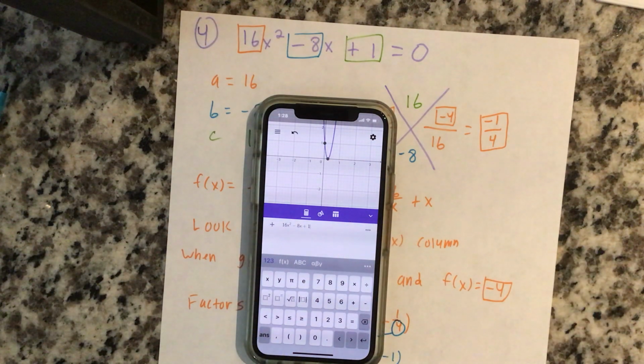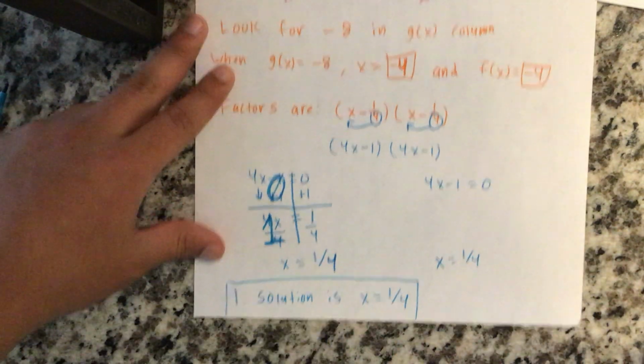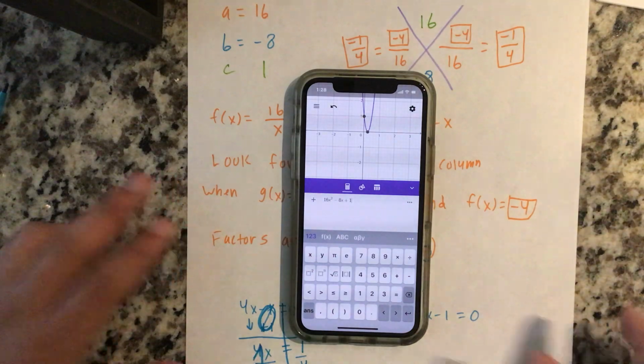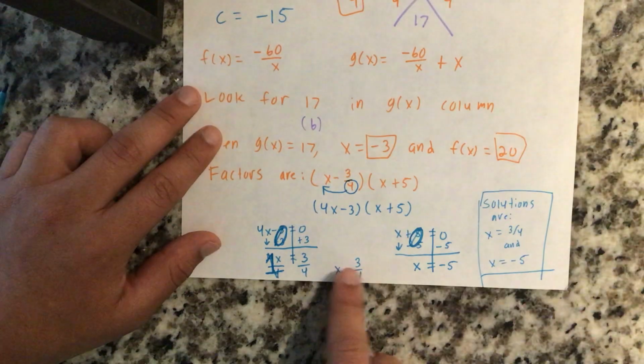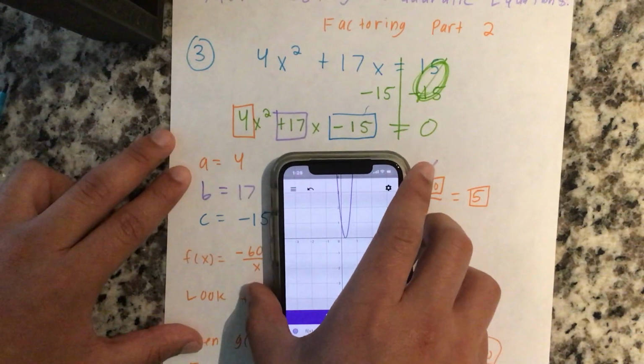That's exactly what that means. That's what it's supposed to do. Because I only have one solution, it only touches the x-axis one time, okay? The other example, let me show you the other one so you can compare. Remember, example 3, we had two solutions, right? So let me show you what that one would have looked like.